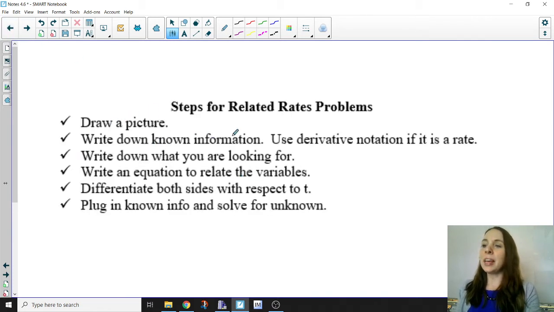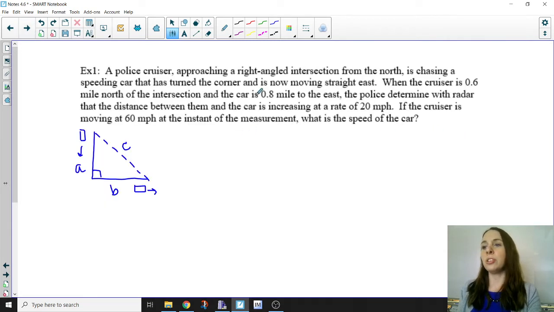Next, write down known information. Use derivative notation if it is a rate. Okay, we have a whole bunch of numbers to work with in the problem. And what I want to do now is assign those numbers to variables, right? We have some variables started over here. What I like to do next is identify what I call a little information bank, a bank of information, some stuff that we know.